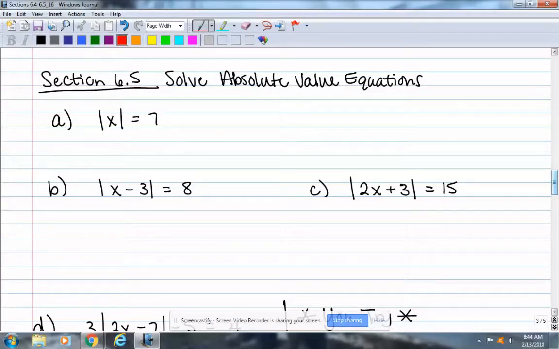Absolute value is the distance a number is from zero. Okay? So think about a number line. If I have the number 5, how many spaces away from 0 is the number 5? 5. If I have negative 5, how many spaces away from the number 0 is negative 5? It's 5 spaces. It's not negative 5 spaces.